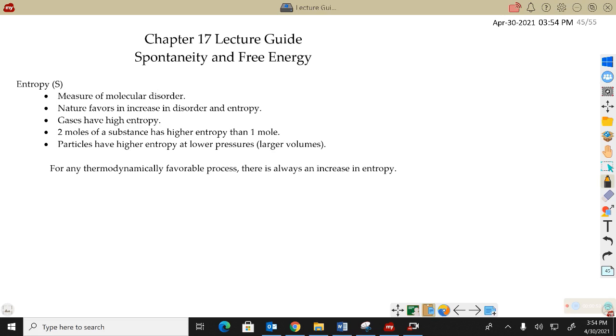Its symbol is S, which is random, right? So we'll see delta S. That's the change in entropy. It's a measure of disorder, molecular disorder. Now, your life could also have entropy. And we say that nature favors an increase in entropy or an increase in disorder.